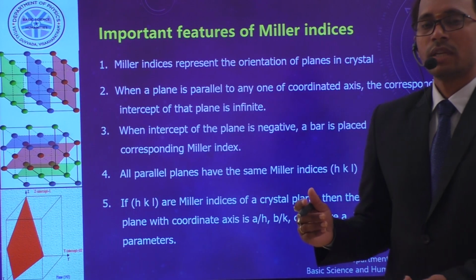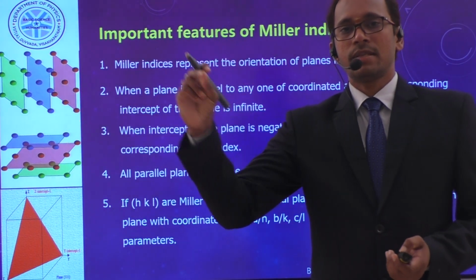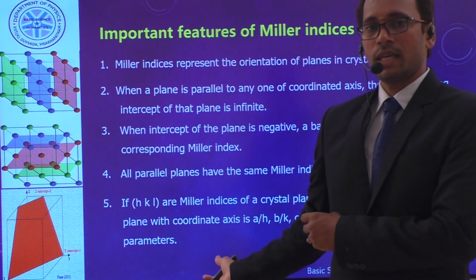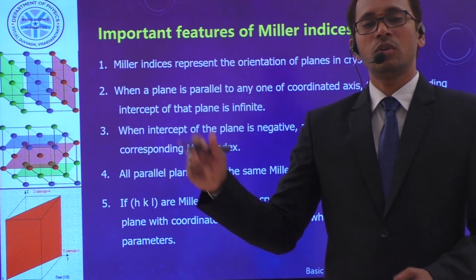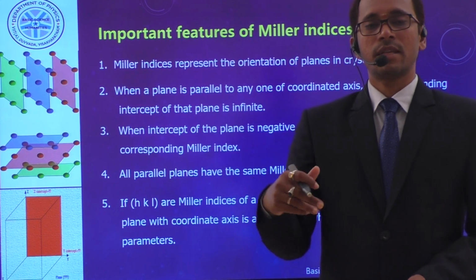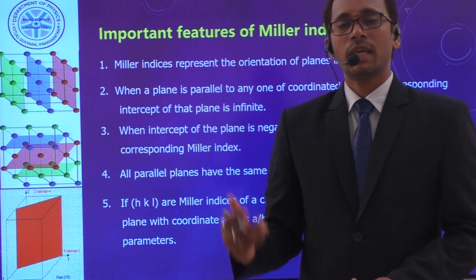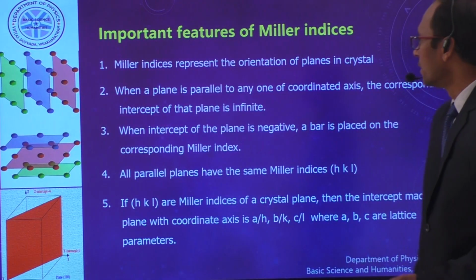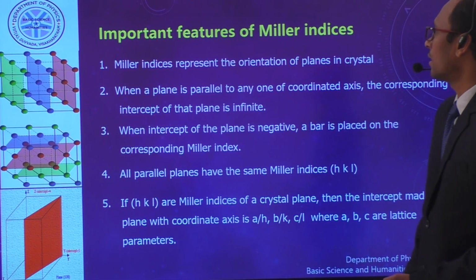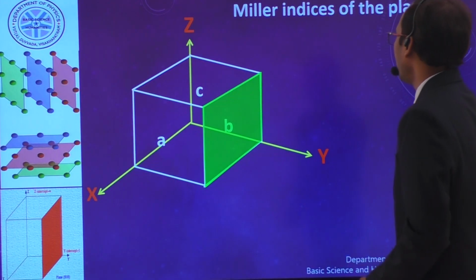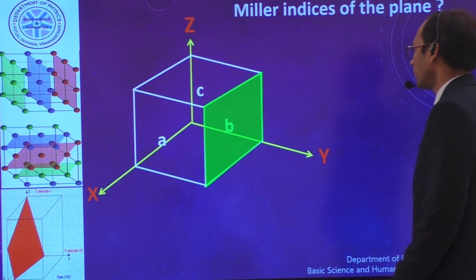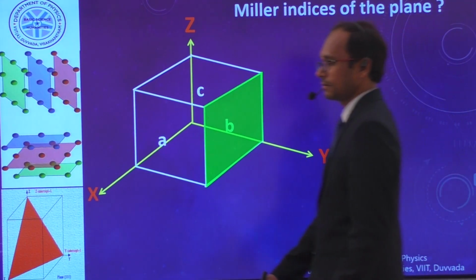For example, if you know the intercepts A, B, C, then you convert into HKL. But in the reverse way, if you have the HKL values and want to find the intercepts, then the intercepts are A by H, B by K and C by L. So these are the important features of Miller indices. Now let us do the same exercise for this plane, right?